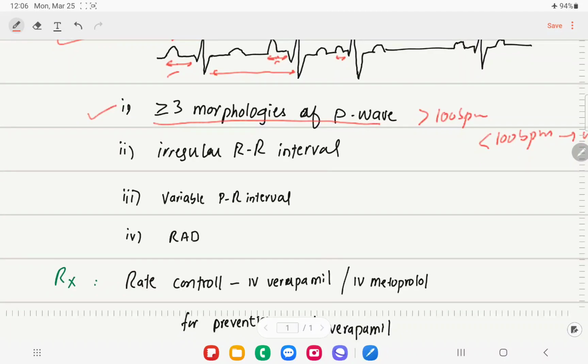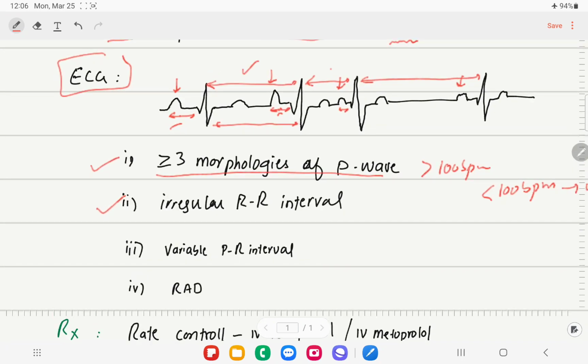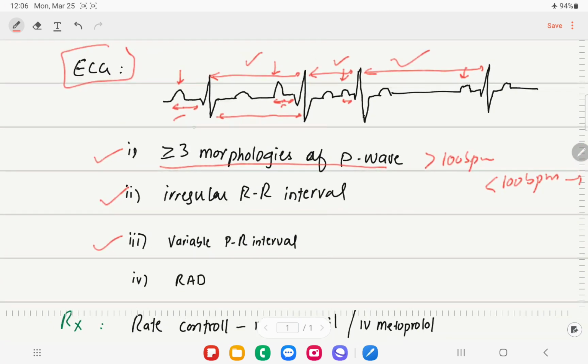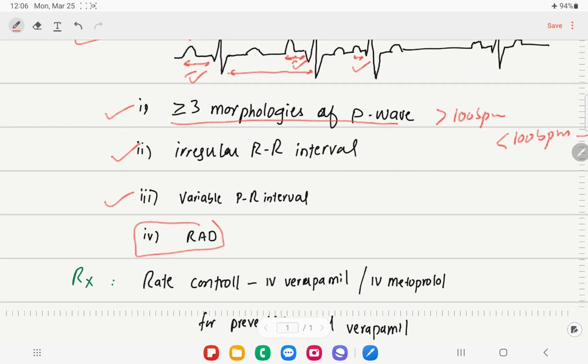So for diagnosis of MAT, we'll have more than 3 morphologies of P wave, an irregular RR interval, and a variable PR interval, which we can see in this case, and there should be right axis deviation. I have described that in the axis calculation part. If we draw the axis, the normal axis will be around minus 30 to 90 degrees.